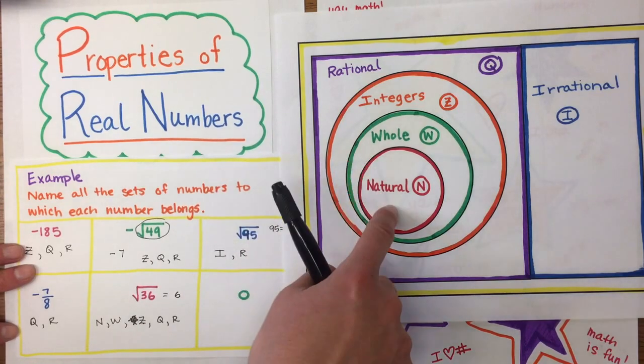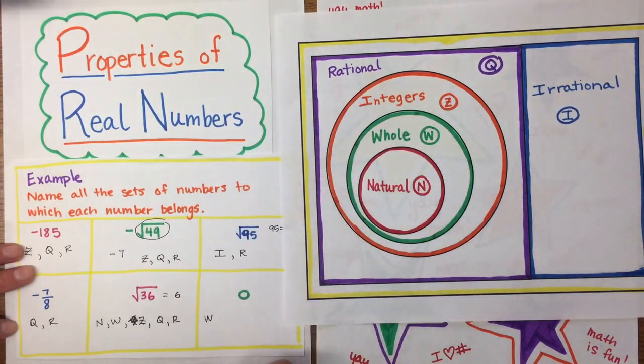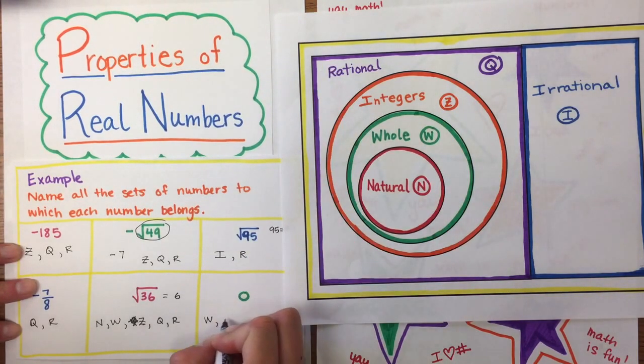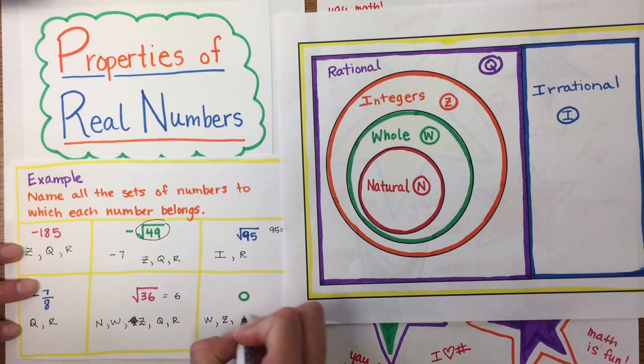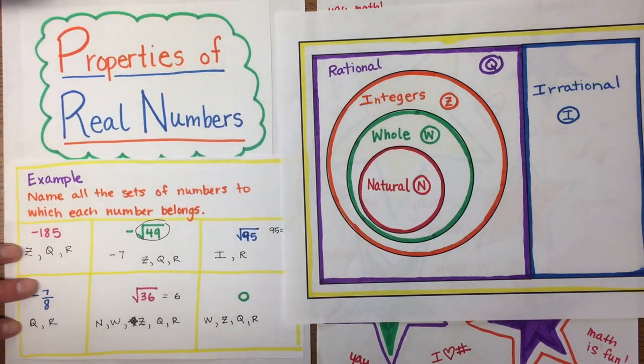0 is not a natural number, but it is a whole number. 0 is the only whole number that is not also a natural number. All whole numbers are integers, all integers are rational, and all rational numbers are real.